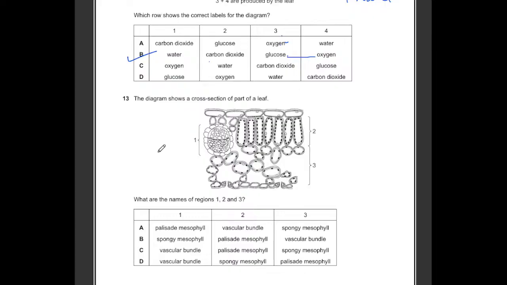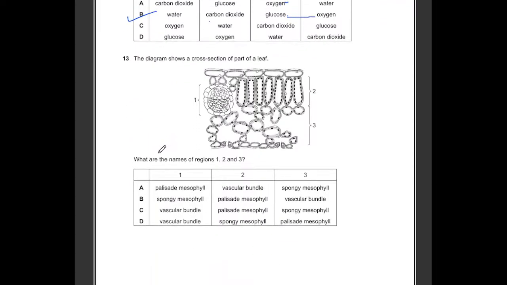The diagram shows a cross section of a part of a leaf. Let me give you one more thing. Whenever you are stuck in a particular kind of question, always follow the wrong one out, or omit the wrong answers first. Easily you can land on the correct one.